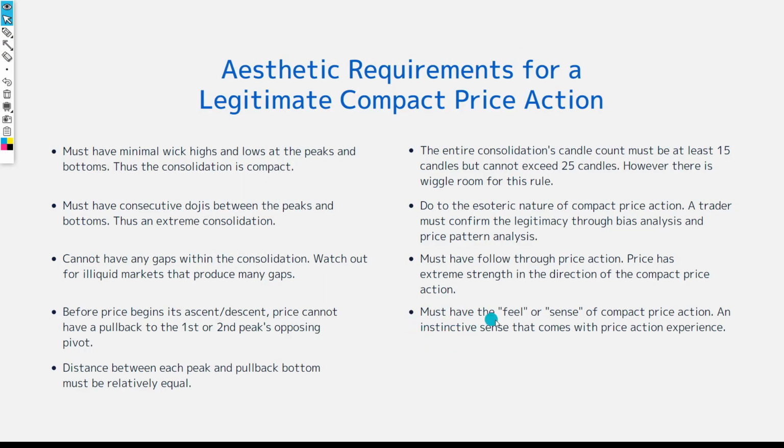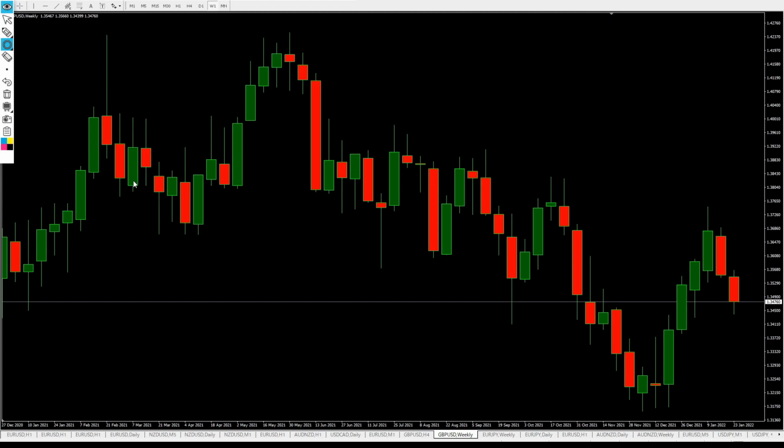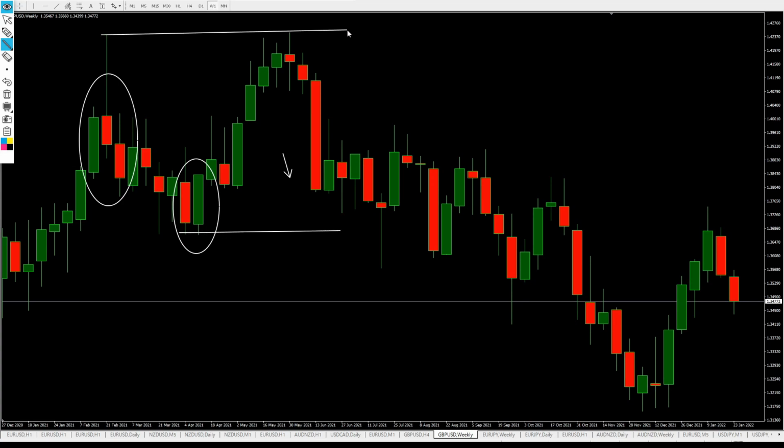Okay, so it must have the feel or sense of compact price action, an instinctive sense that comes with price action experience. Okay, so let me explain this to you on the pound dollar weekly chart. Alright, so again, like I mentioned to you earlier, if you recall, the bias between this pivot and this pivot right here was short, or in other words, price was likely to reach this pivot low before reaching this pivot high right here. And so if you recall, I actually took a short entry roughly at these levels because it was giving me great risk parameters because the stop loss is at this pivot right here, right?